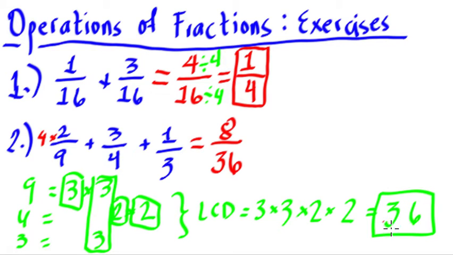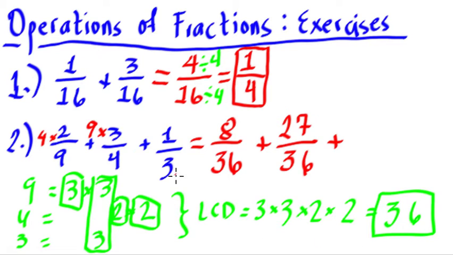Okay, now let's do the same procedure. 36 divided by 4 is actually 9. It's the opposite of this one. So 9. So what is 9 times 3? 9 times 3 is 27. 27 over 36. And lastly, 36 divided by 3 is what? Okay, 12. 12, 24, 36. That's 12. 12 times 1 is simply 12. 12 over 36.